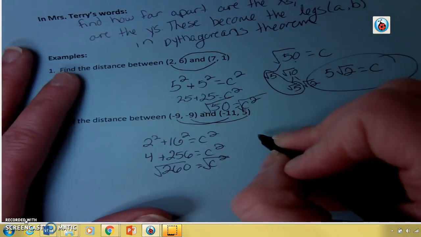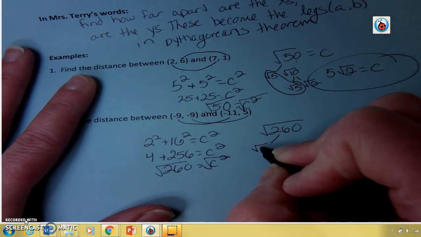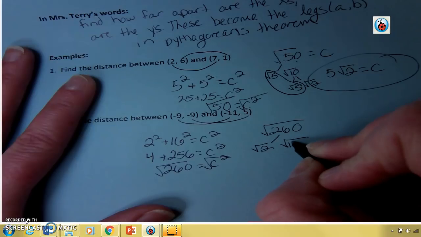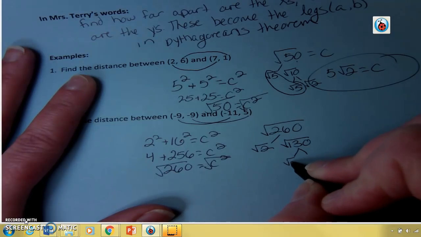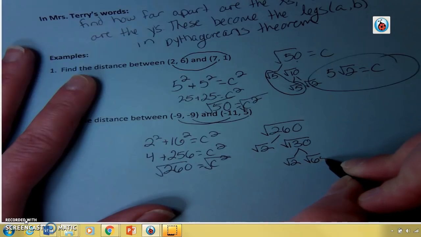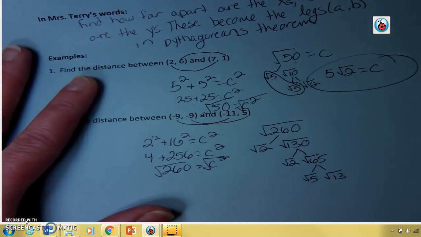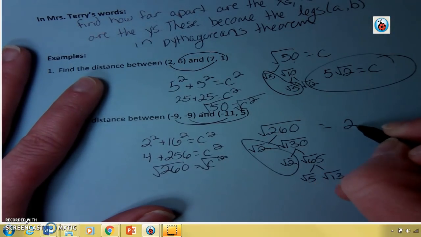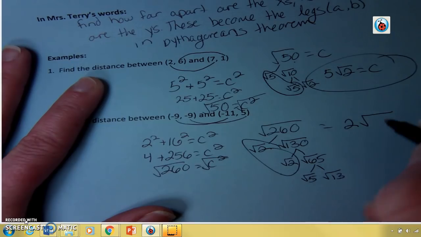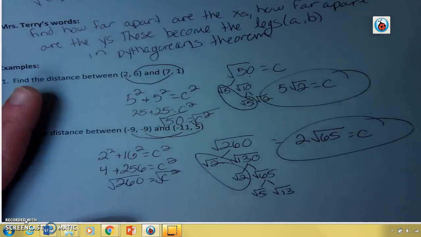Off to the side here, I'm just going to do the square root of 260. If I divide that by 2, I get the square root of 130. Divide that by 2, and I get the square root of 65. That's the square root of 5 times the square root of 13. So what do I have 2 of the same of? Square root of 2. So this could be 2 square root of, and 13 times 5 is 65. So that's my answer for c. All right, good luck, guys.